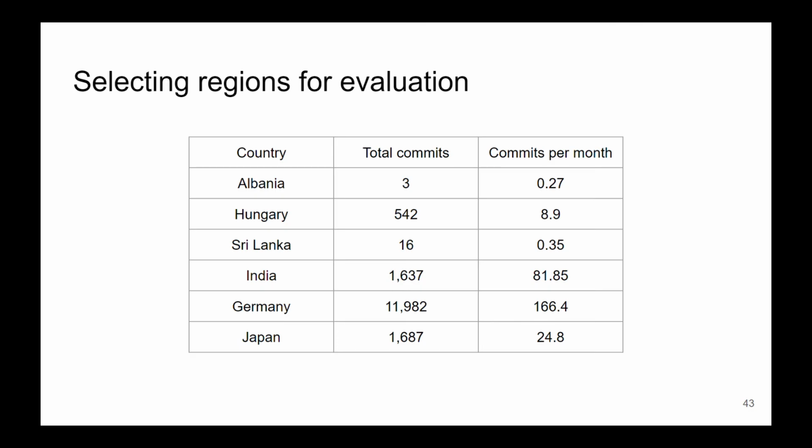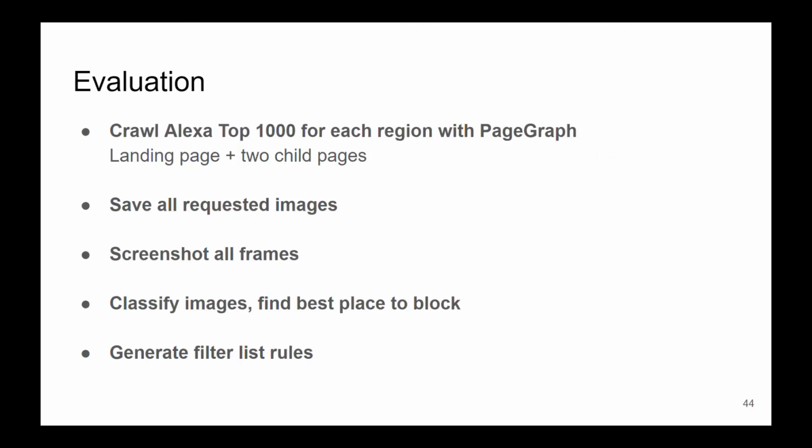So how can we actually evaluate this then? Well, first off, we crawl the Alexa top 1000 for each region with PageGraph. And we went to the landing page and 2 child pages. So that means up to 3,000 pages in total. And we stay on each page for 30 seconds to allow all frames to load. And then we save all the requested images. We screenshot all the frames after those 30 seconds.